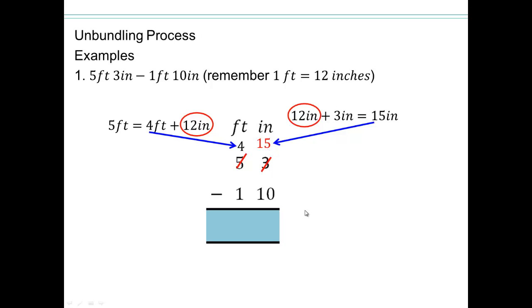Now we can do our subtraction. So 15 minus 10 is our 5, 4 minus the 1 is the 3. So your final answer is 3 feet 5 inches. So if we couldn't subtract, we had to borrow. And when we borrowed from the feet, because 1 foot is 12 inches, that gave us more inches to work with. All right, let's do another example.